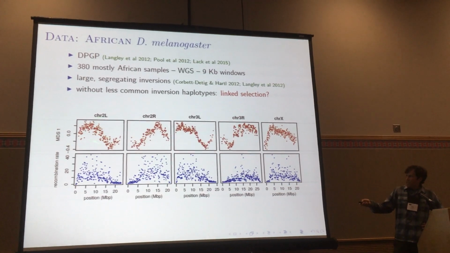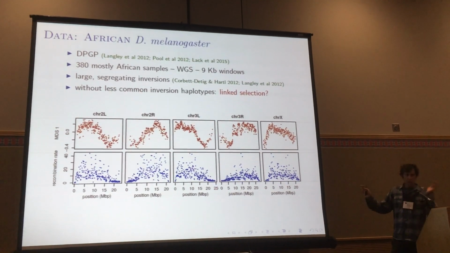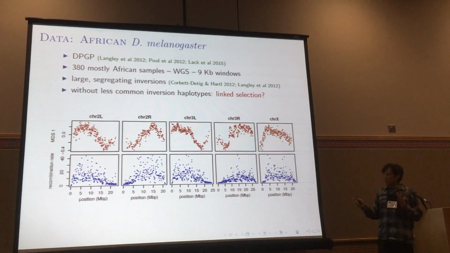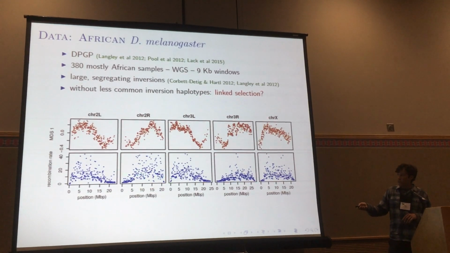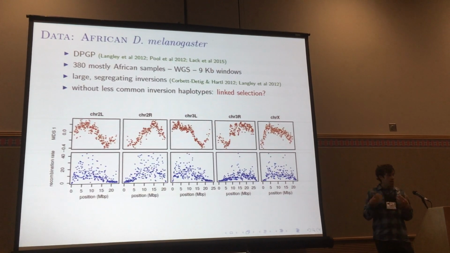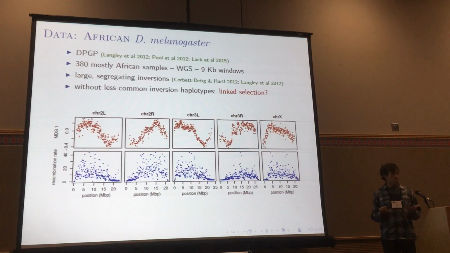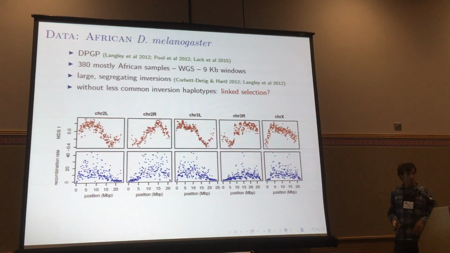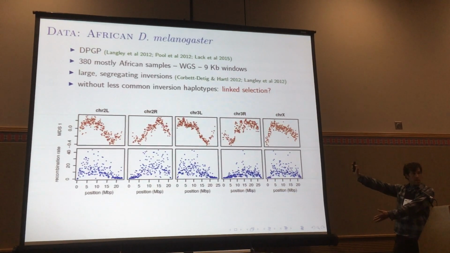You see these nice correlations along the genome, correlated with distance from the centromere or something, but also correlated with recombination rate, which is a good proxy for strength of linked selection. Okay, so my explanation is this is some kind of linked selection.